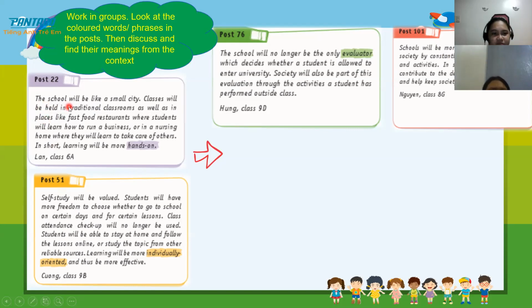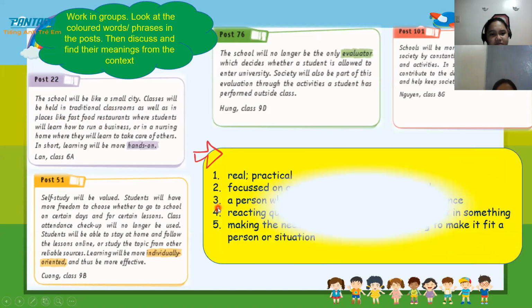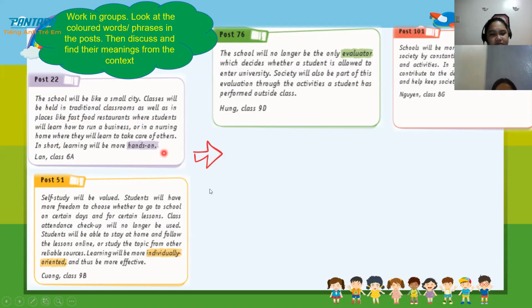The school will be like a small city. Classes will be held in traditional classrooms as well as in places like fast food restaurants where students will learn how to run a business, or in a nursing home where they will learn to take care of others. In class, learning will be more hands-on.